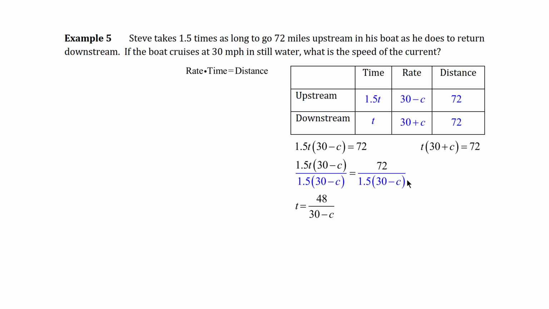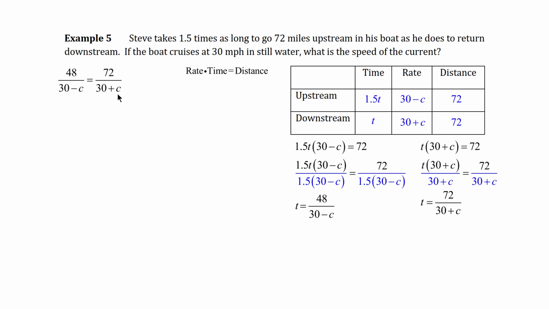Next, we solve the second equation for t. We just divide both sides by 30 plus c. We have t times parentheses 30 plus c divided by 30 plus c equals 72 over 30 plus c. After simplifying, the result is t equals 72 over 30 plus c. Next, we set both equations equal to each other. We get 48 divided by 30 minus c equals 72 divided by 30 plus c.